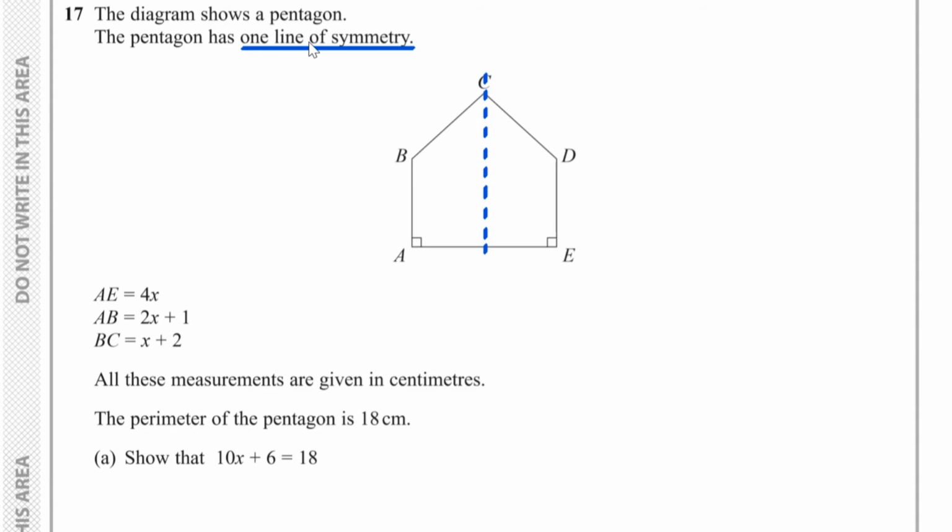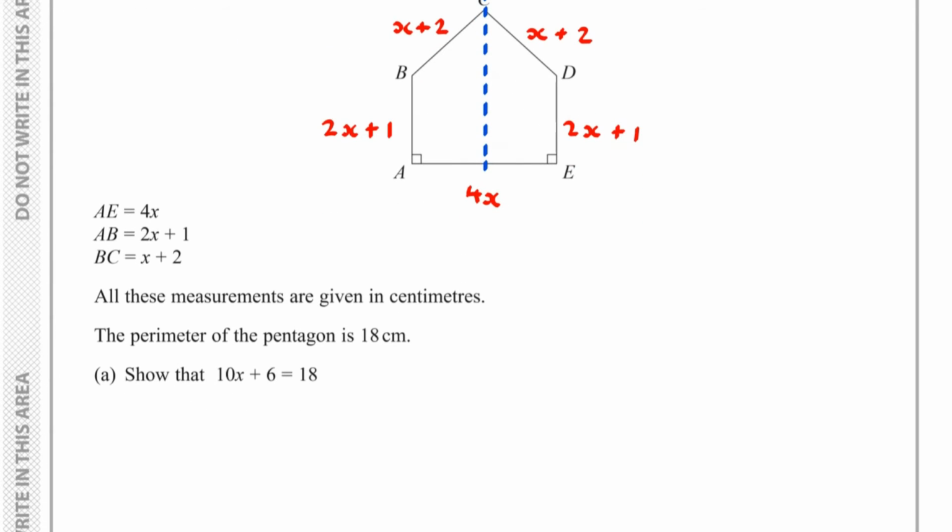Well, we've got AE, which is 4x, so we've got 4x here. Then we've got AB, which is 2x plus 1. And then we've got BC, which is x plus 2. Now, because of symmetry, here we would also have x plus 2. Here we would also have 2x plus 1. So, if we were to find out the perimeter, for the perimeter we've got two lots of x plus 2. We have two lots of 2x plus 1. And then we have the 4x.